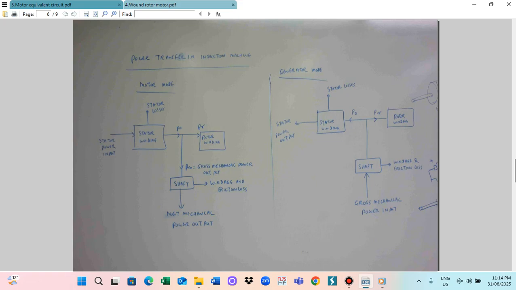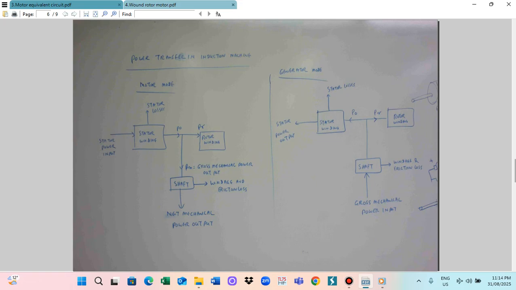When the shaft is rotated, there will be friction, windage and frictional loss. Frictional loss arises because the shaft sits on a bearing. When the motor shaft is rotating, there is friction between the motor shaft and the bearing. The bearing will be a bush bearing or a ball bearing. Also the rotor shaft is moving through air, so there will be windage losses. So the final power will be the net mechanical power output. This is for the motor mode.